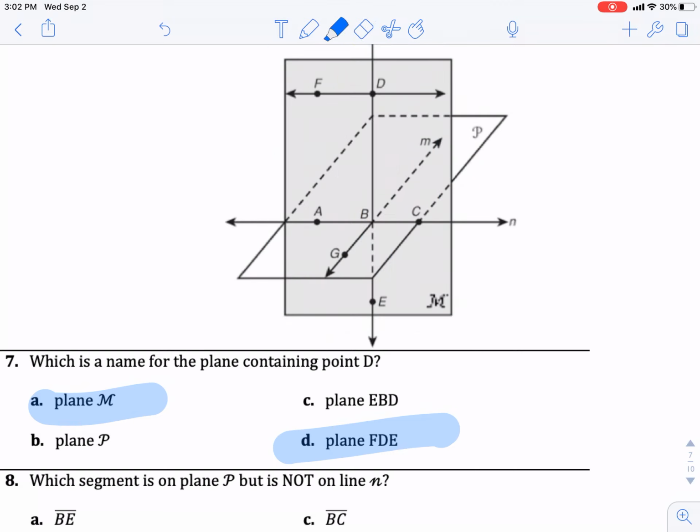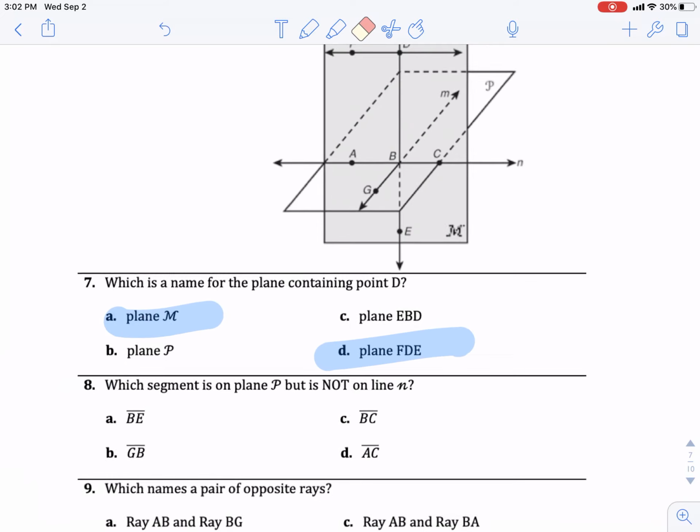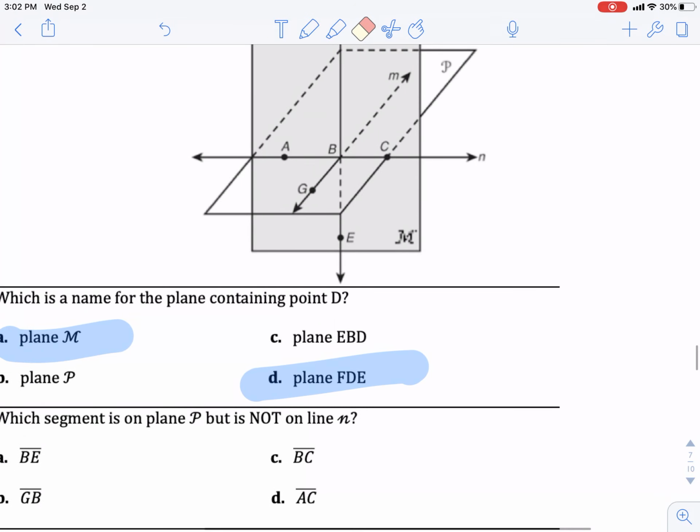Which segment is on plane P but not on line M? Well, BE isn't even on plane P. We got segment BC, but that's right on line N, so that's not it. GB looks like it's the right answer.